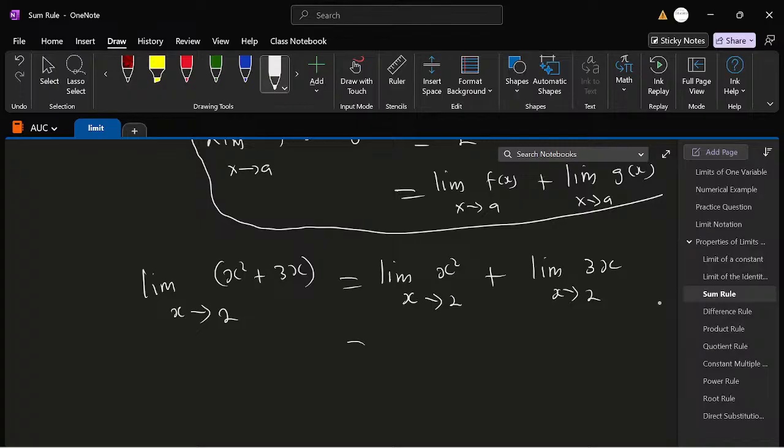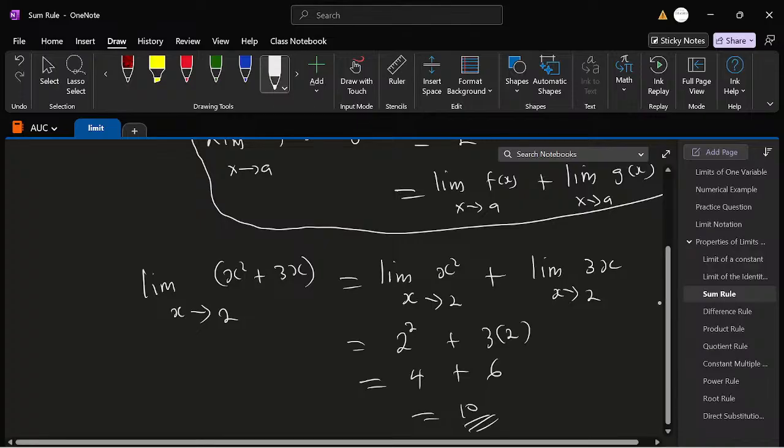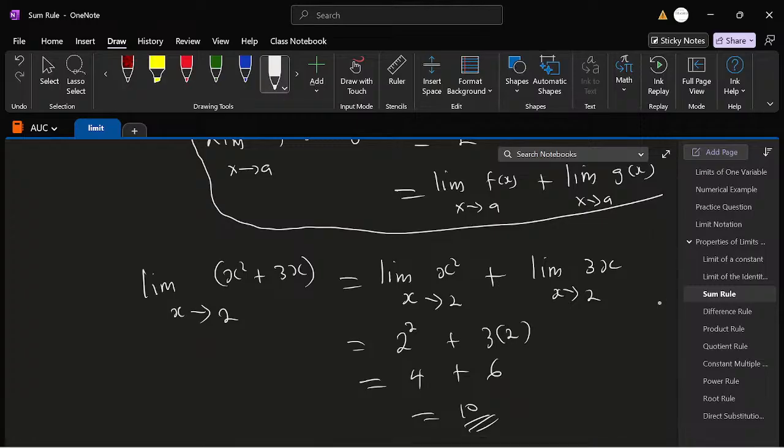Now as x approaches 2, we can use direct substitution. So this will be 2 to the power of 2 plus 3 into 2, which equals 4 add 6, and these two add up to 10. So that will be the limit. The limit as x approaches 2 of x squared plus 3x is equal to 10.